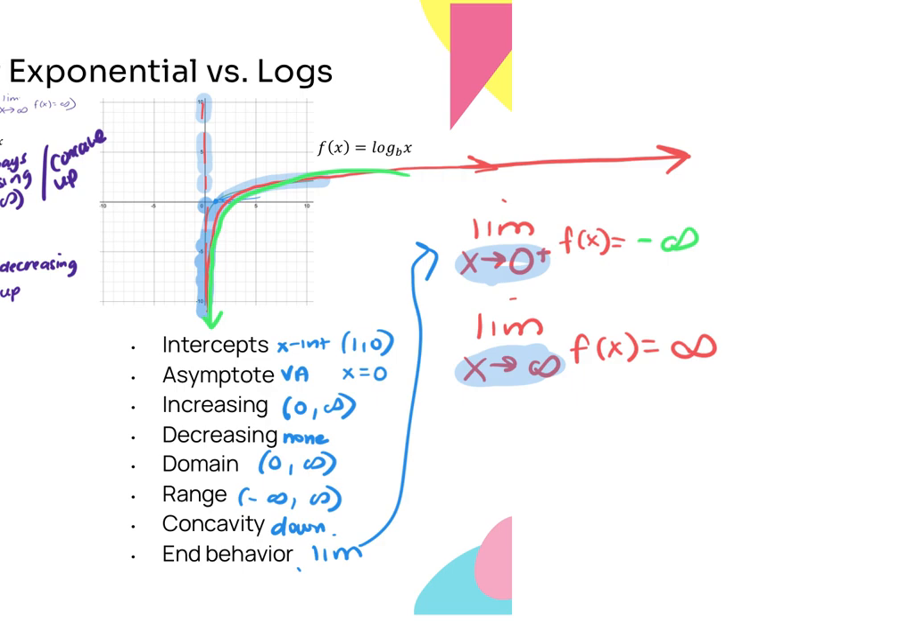Is that what you're asking? Yeah. Okay. One's always going to be infinity or negative infinity. One's always going to be a number. And that number is going to be your vertical asymptote. All right, questions so far?